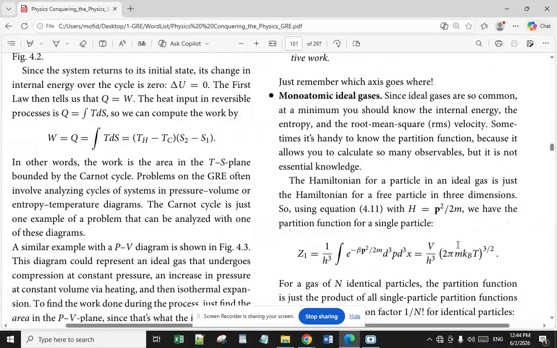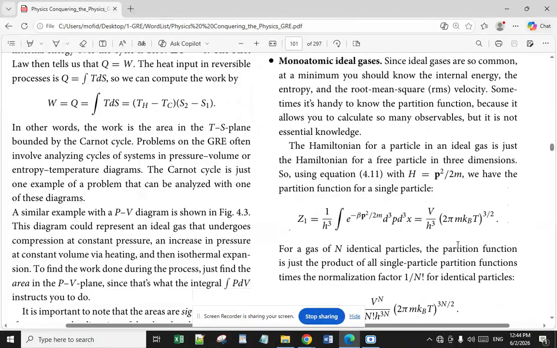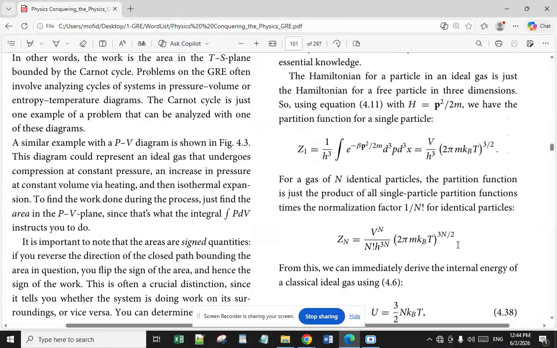The Hamiltonian for a particle in an ideal gas is just the Hamiltonian for a free particle in 3 dimensions. So using equation 4.11, with H equal to p squared divided by 2m, we have the partition function for a single particle. Z1 is equal to 1 divided by h cubed times the integral of e to the power of minus beta p squared divided by 2m, d^3p d^3x, which is equal to V divided by h cubed multiplied by (2 pi m k_B T) to the power of 3/2.